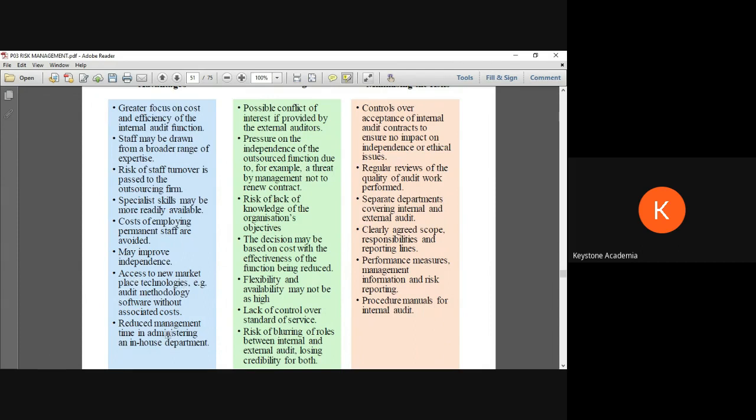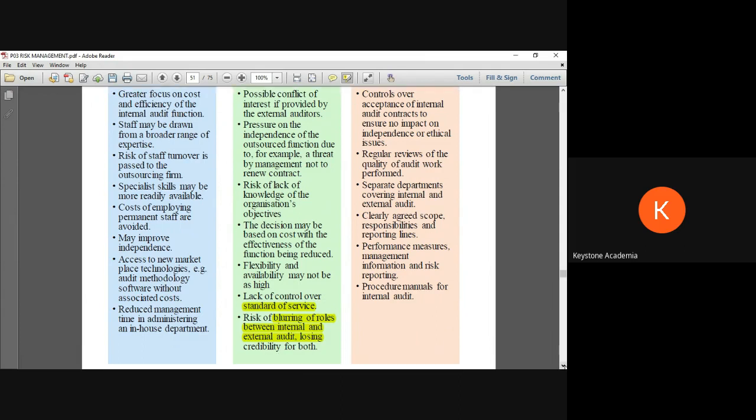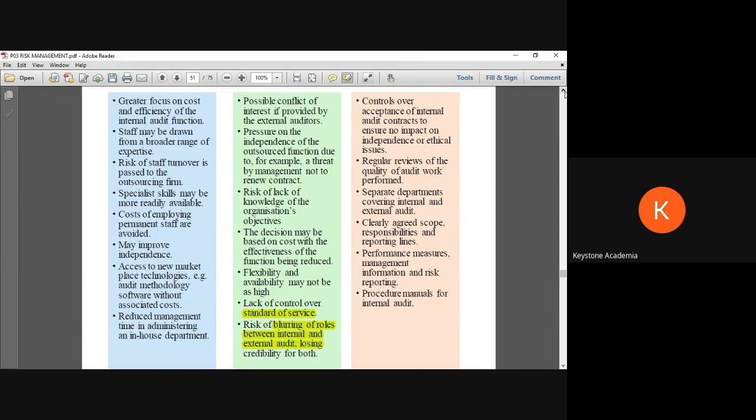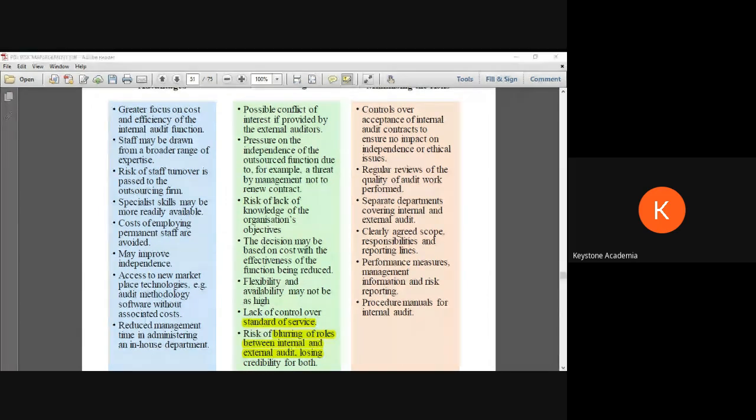But the problem here is, we will not have them full time. Then we will not have control over the standard of service. Many times blurring of roles will happen. The biggest problem is when you outsource, they will do the minimum only. But when you have people in-house, you can stretch them. And once you outsource, it's very difficult to start again in-house. Over to you guys. What do you recommend for DAISTRUK?